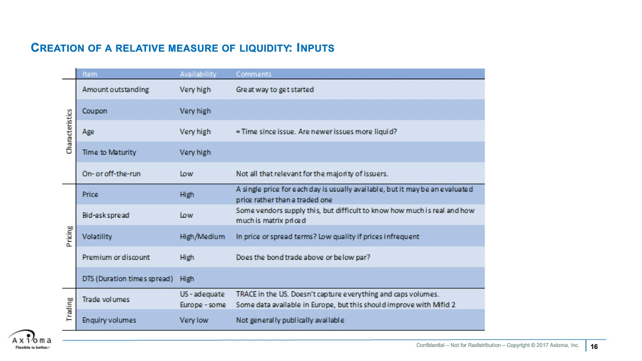Looking at the pricing terms, well, price itself can be used. It's often possible to get a single price for each day, but it may be an evaluated price rather than a traded one. And this can have some knock-on consequences, especially when you move on to, say, bid-ask spread, where while some vendors may supply it, it's difficult to know how much is real and how much is matrix priced. And there's a real risk that if you start to base your liquidity score too heavily on a bid-ask spread, all you may end up doing is reversing out the matrix pricing algorithm that your vendor has used to come up with that bid-ask spread in the first place.